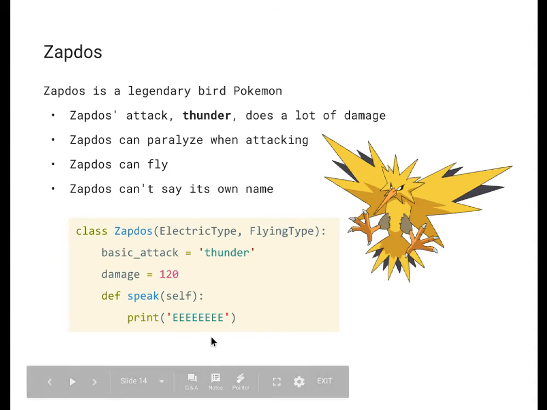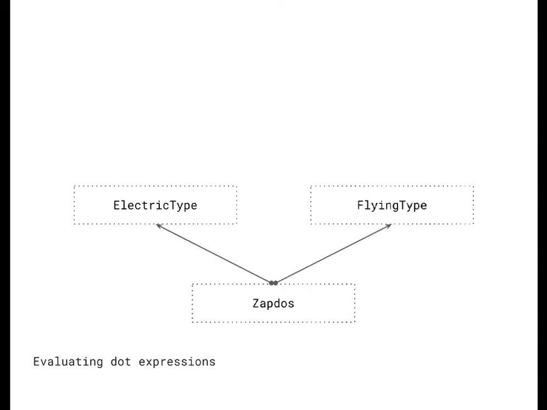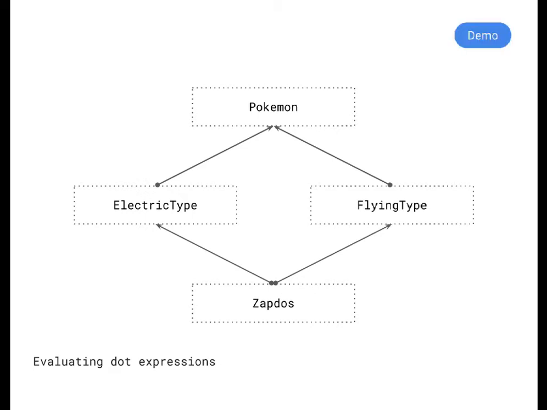So this is an example of that. I just wanted to show you how you might think of this diagrammatically. We've defined a class Zapdos. It extends these two base classes, electric type and flying type. But electric type and flying type also themselves come from the base class of all Pokemon. Now I'm going to show you an example of what its behavior looks like.